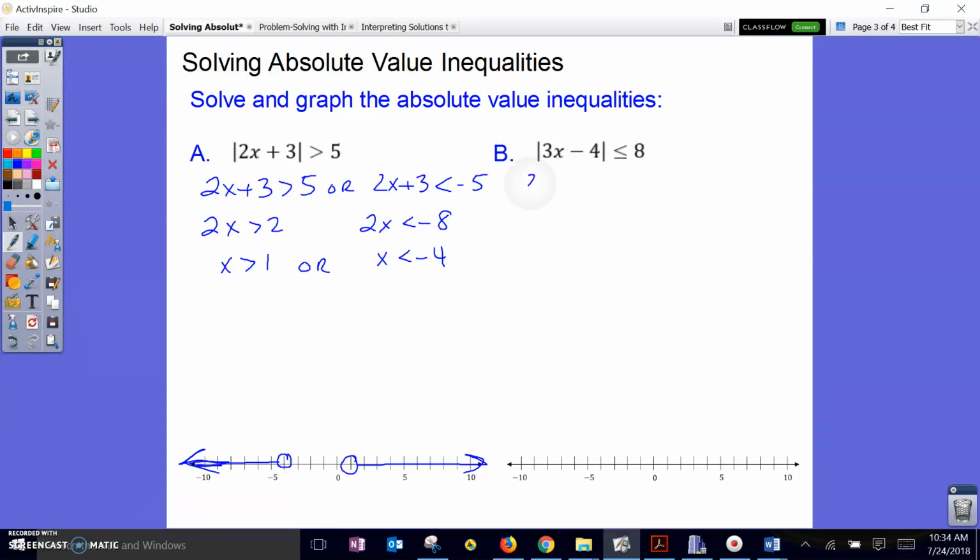All right, part B. This one's going to be an and. So we've got 3x minus 4 is less than or equal to 8, and 3x minus 4 is greater than or equal to -8. All right, and we solve. We add 4 to both sides. Divide both sides by 3. We add 4 to both sides. Divide both sides by 3.